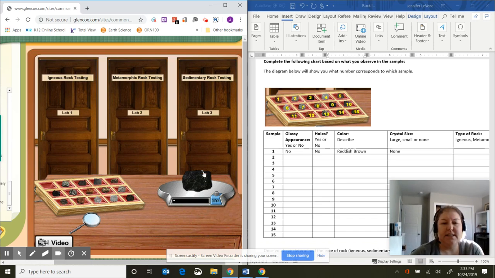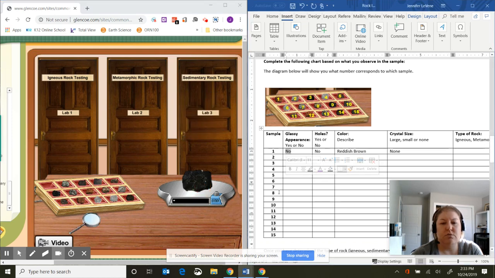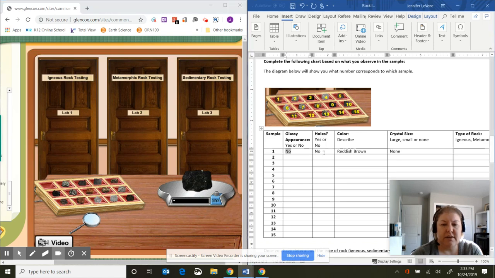And we can see this rock. So what we're going to do is take the magnifying glass and go over and look at the rock itself. First thing we're going to say is, is it glassy in appearance or not? Okay, so I've already written down, no, it's not glassy in appearance. It's kind of rough and rocky. Okay, look at it again. Are there holes? No, doesn't really look like there's holes there. So again, I wrote down no.